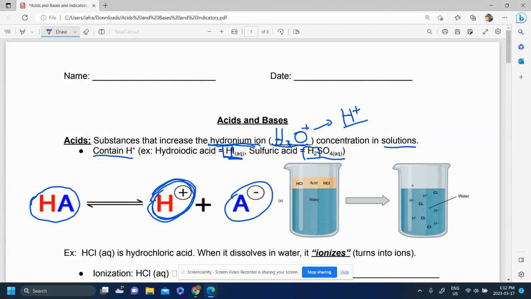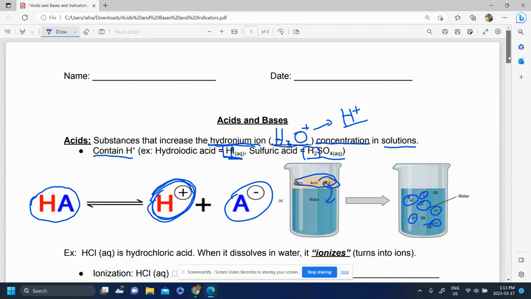So here you can see we have HCl. When we put it in water, the HCl separates into H+ and Cl-, and because we're increasing the amount of H+ in the water, that makes HCl an acid. So an acid is a substance that increases the H+ or hydronium ion concentration in solutions. In concentrations, you can think of it just as meaning the amount for now, even though it's not quite that. Just for now, think of it that way.